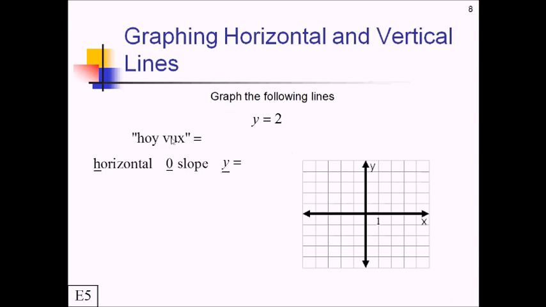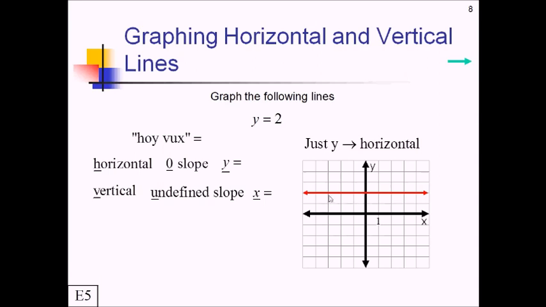The V stands for vertical. For vertical lines, you have a slope that is U for undefined, and the equations for vertical lines all have x equals a number. So here we've got just a y equals, so that would be the Y in HOI. That tells us it's a horizontal line, and a horizontal line through 2 is just going to be a horizontal line through the y value 2.